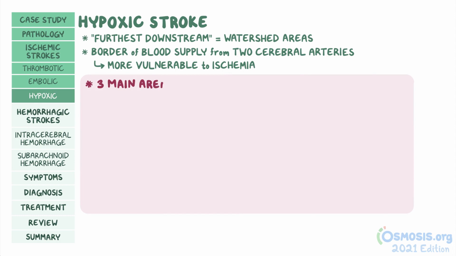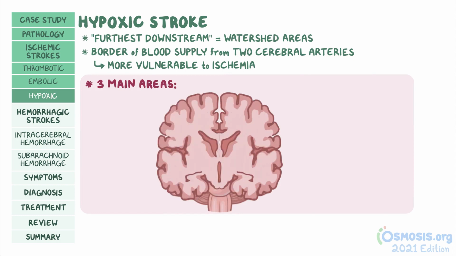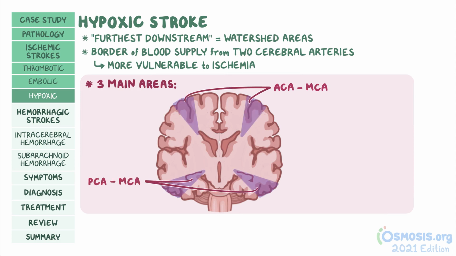There are three main watershed areas where watershed infarcts typically occur: between the anterior cerebral and the middle cerebral arteries, as well as between the posterior cerebral and the middle cerebral arteries, and between the external and internal branches of the middle cerebral arteries.